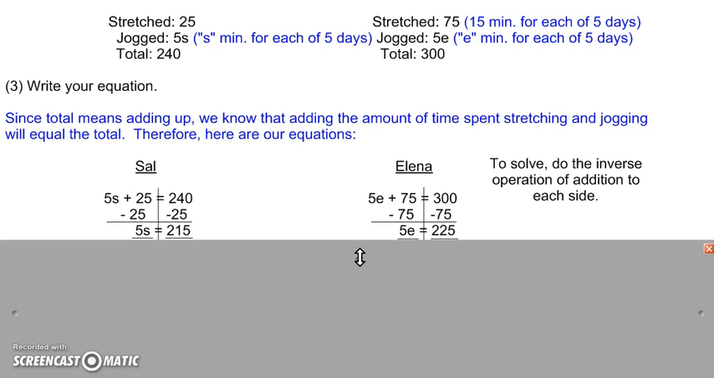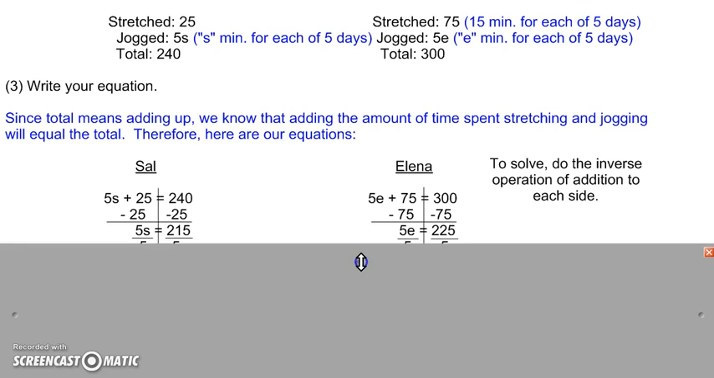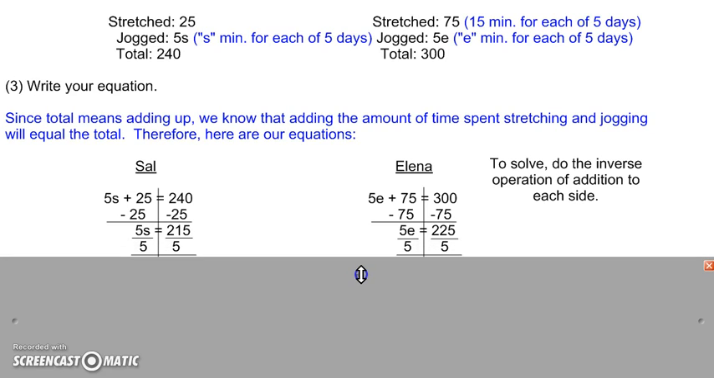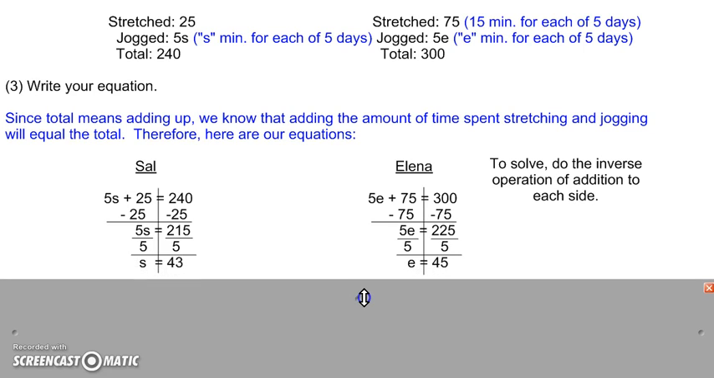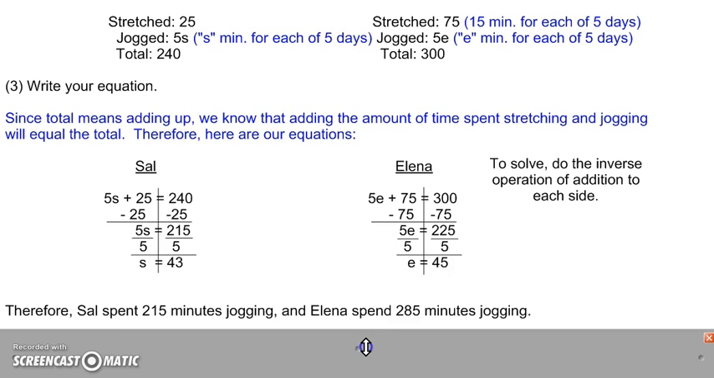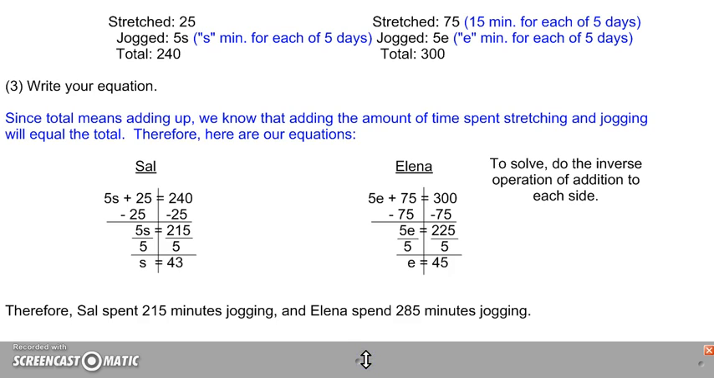And then to get s by itself and e by itself, for both of them we have to divide by 5, because to undo multiplication, we divide. So that gives us s equals 43 and e equals 45. Therefore, Sal spent 215 minutes jogging, and Elena spent 225 minutes jogging over the course of the week. So 43 minutes for Sal and 45 minutes for Elena.